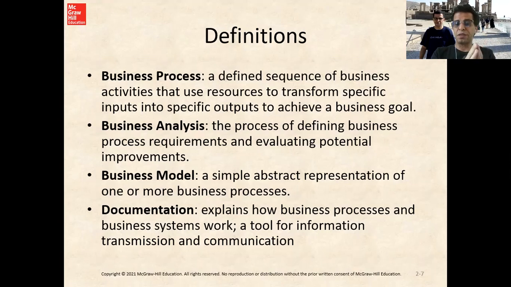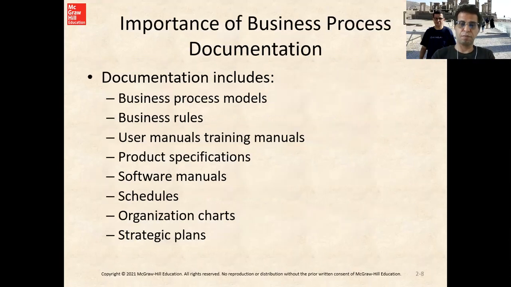We also have a business model, which is a simple abstract representation of one or more business processes. You just abstract it and see how things work. And then you get what you call documentation, which is a very important stage in the business, which explains how the business processes and business system work, a tool for information transmission between members or generations, and a tool for communication also.